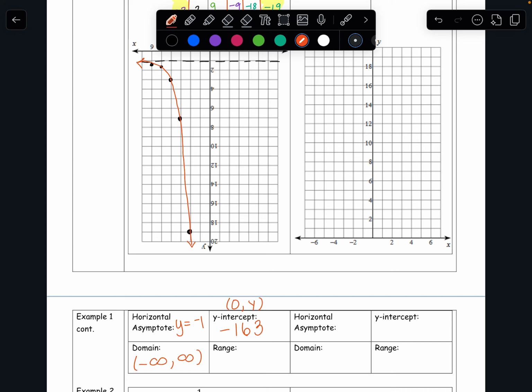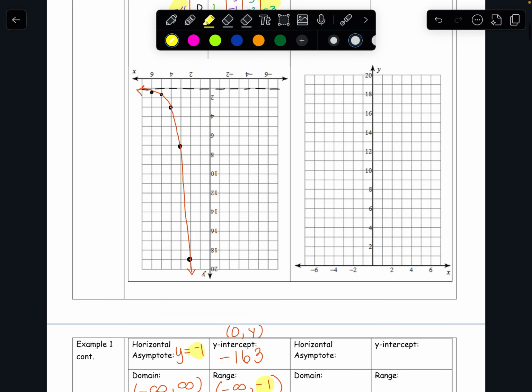So our domain is negative infinity to infinity, and our range, because of that reflection, is going to be negative infinity to negative 1 with our parenthesis. That asymptote will always show up in our range because it's either going to be the bottom of our graph or the top of our graph.